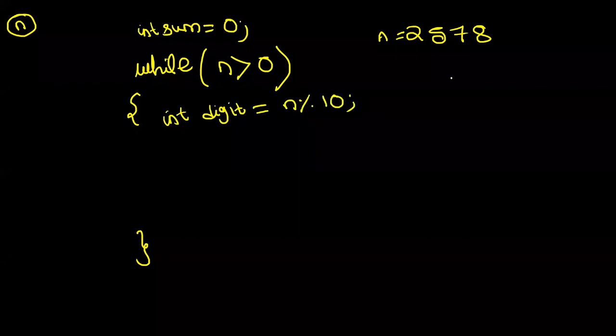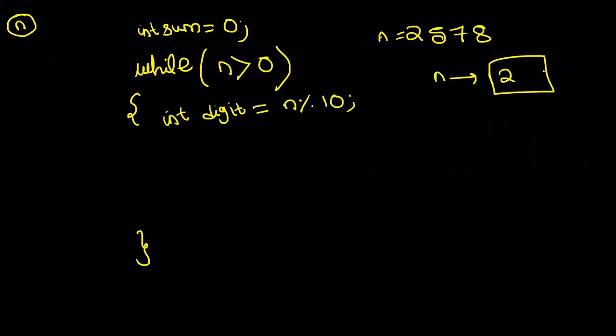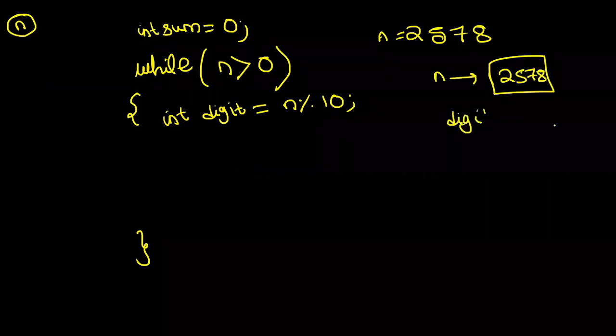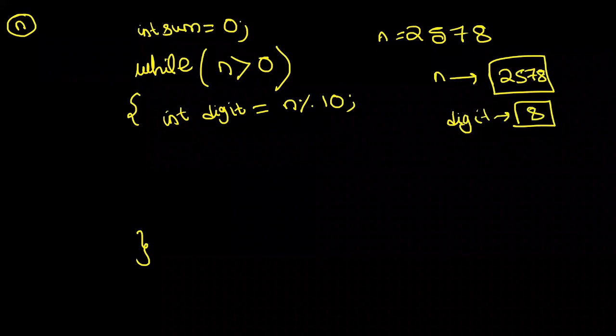Now guys, try to understand. n is currently storing 2578. You do 2578 modulo 10. So you will see that digit after this line stores this 8, right? Now see, guys, n has not changed at all, right? We are just inspecting what the digit in the units place of the number n is, which is 8. So we get the digit in the units place.